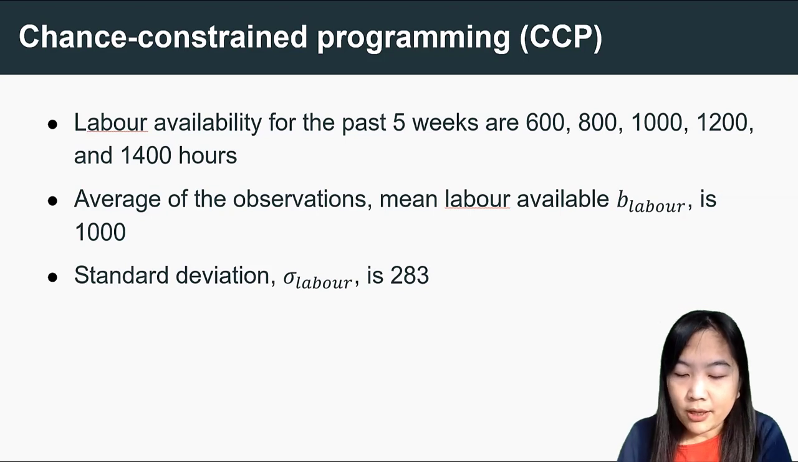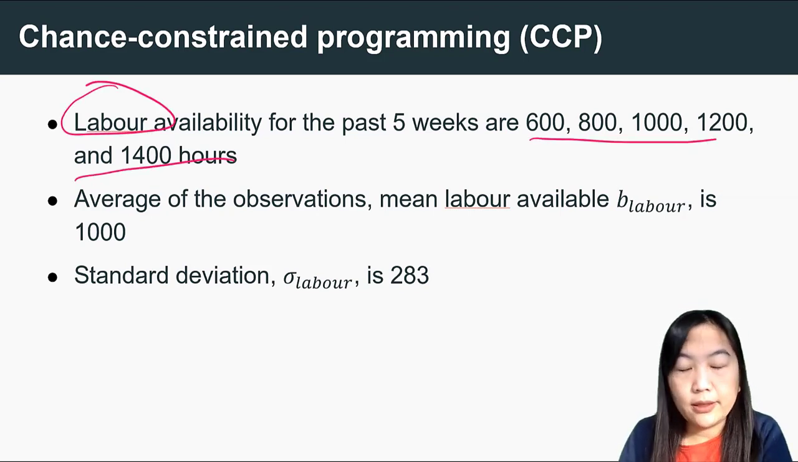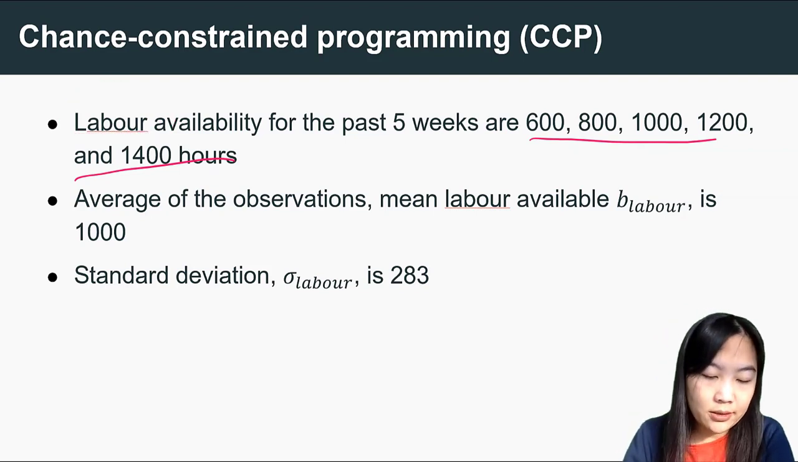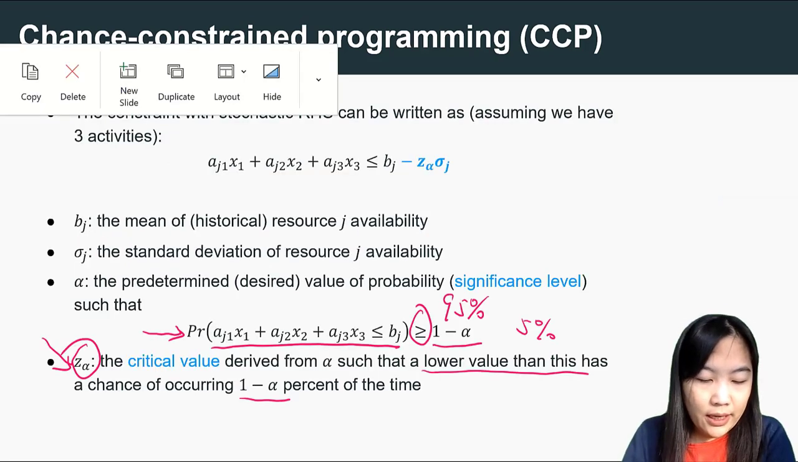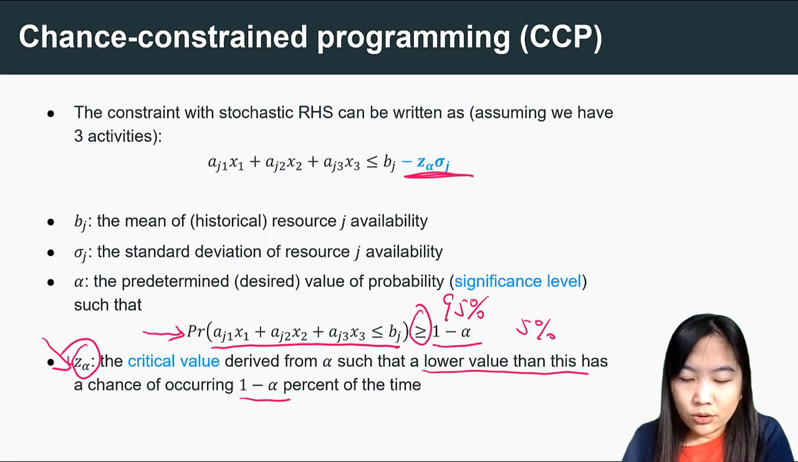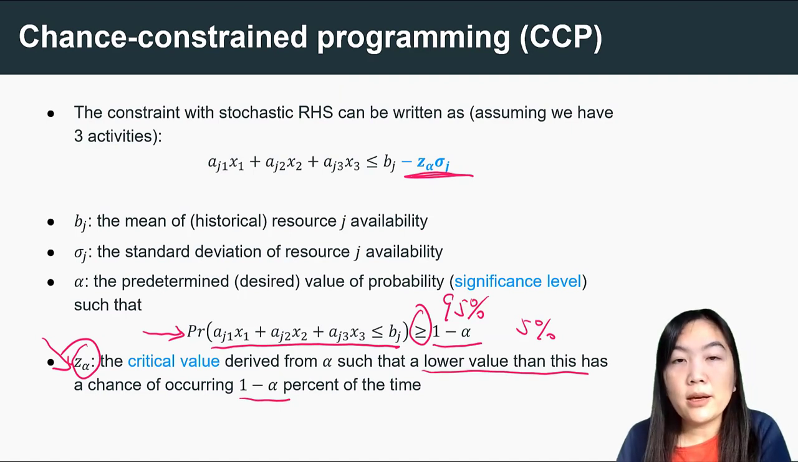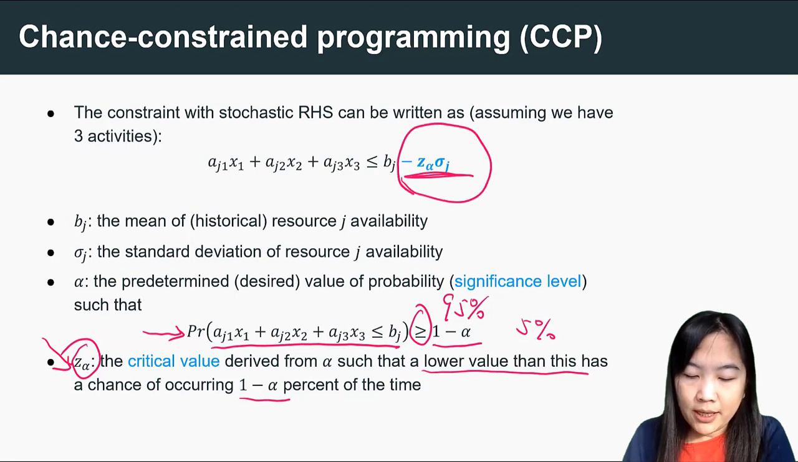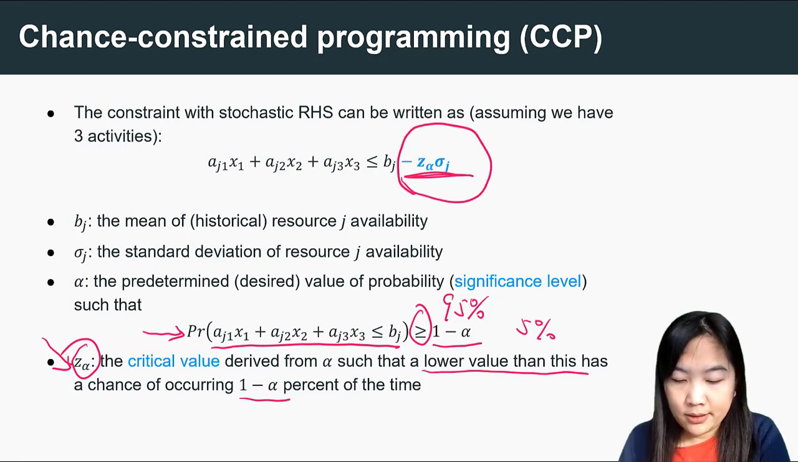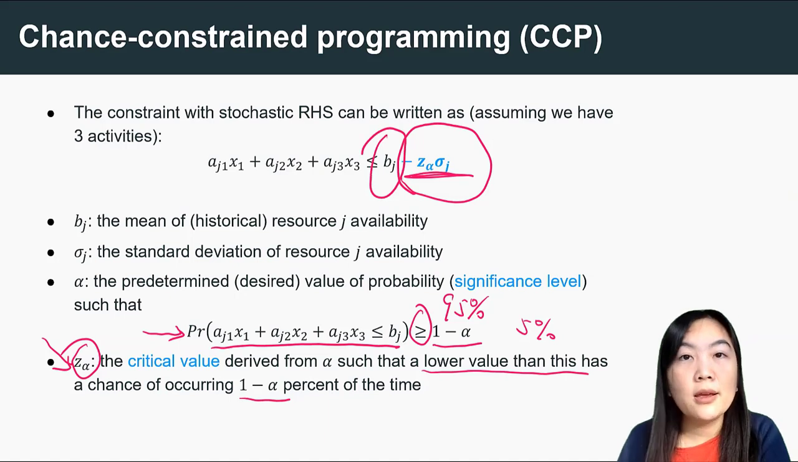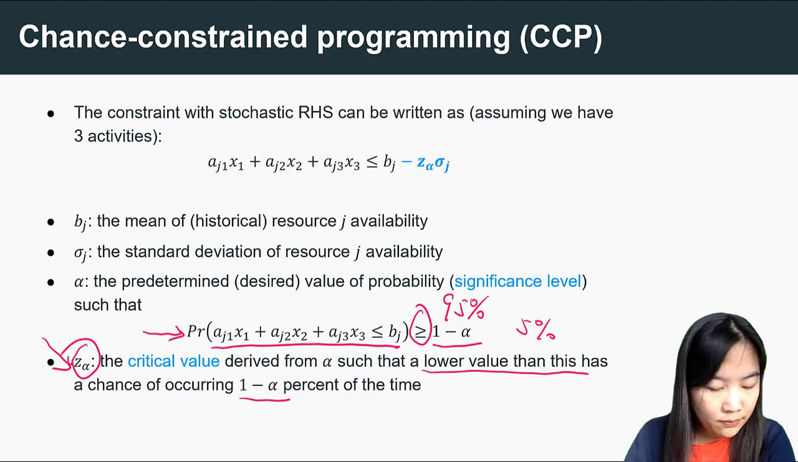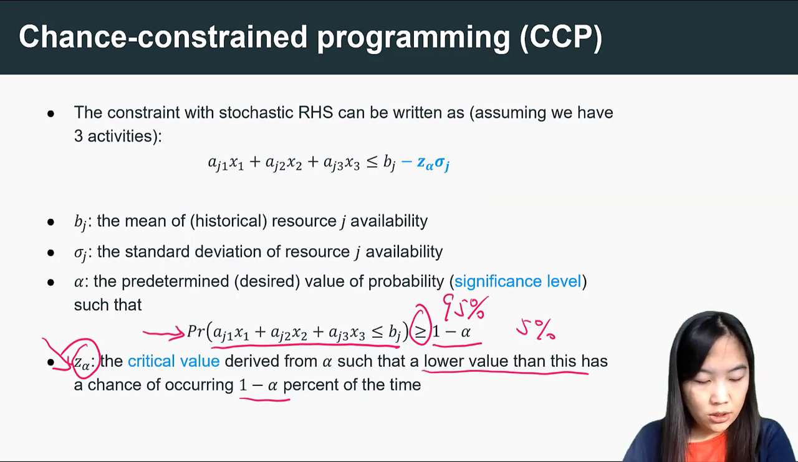Because this uncertainty is about the labor availability, it is the right-hand side risk. And remember that for the right-hand side risk, we need to make a little bit of modification to the constraints. We need to subtract this z alpha times sigma j, and now the Bj is the mean of the resource available. So we come back to the problem.